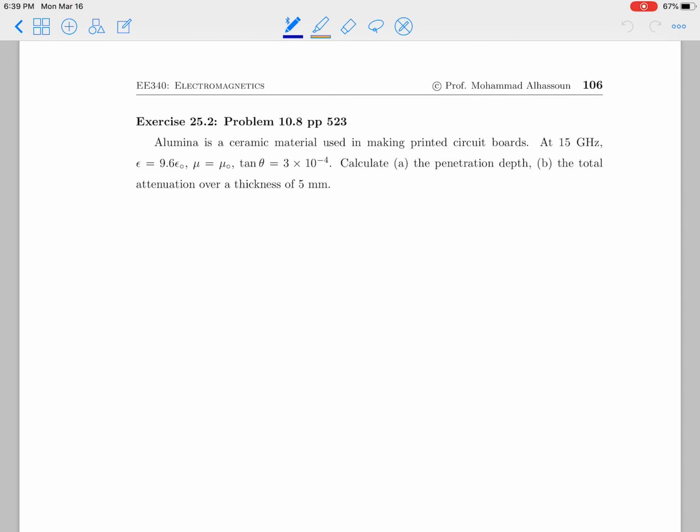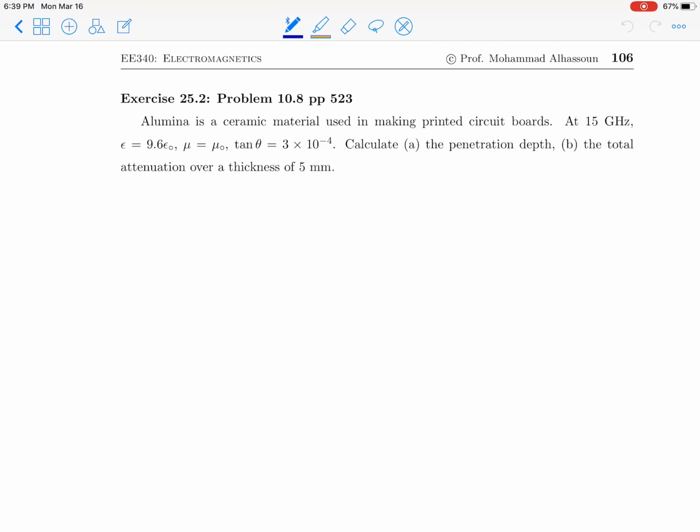Now let's solve another problem. We're given a material, alumina, and it's used for making printed circuit boards. At 15 gigahertz, we have a specific permittivity and specific permeability. We are also given the loss tangent. We are asked to find the penetration depth and the total attenuation over a thickness of 5 millimeters.